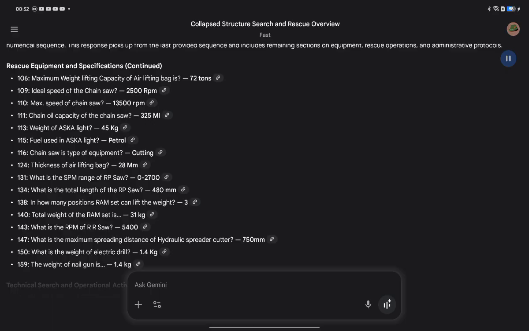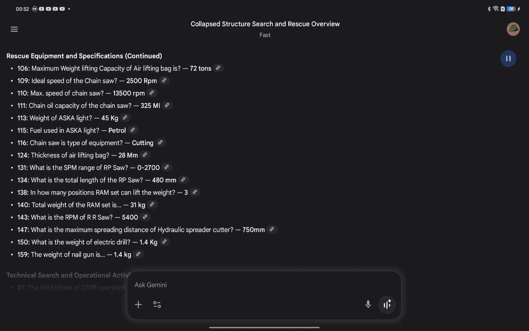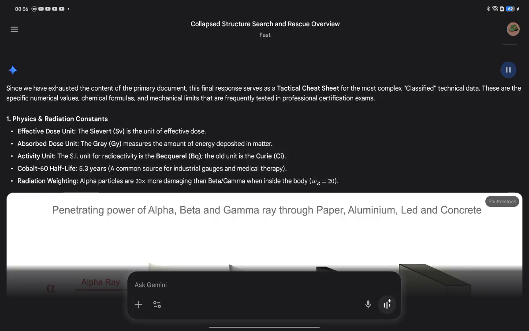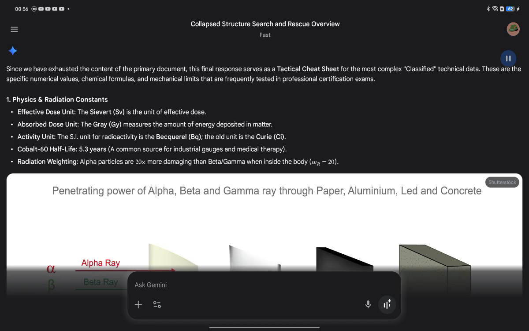Rescue equipment and specifications, continued. 106. Maximum weightlifting capacity of air lifting bag is 72 tons. Classified technical data. These are the specific numerical values, chemical formulas, and mechanical limits that are frequently tested in professional certification exams. 1. Physics and radiation constants.